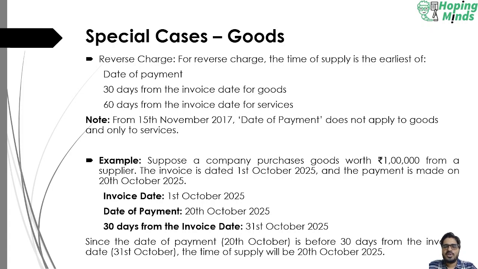For example, suppose a company purchases goods worth rupees 1 lakh from a supplier. The invoice date is 1st October 2025 and the payment is made on 20th October 2025. So the invoice date is 1st October, date of payment is 20th October 2025, 30 days from the invoice date comes to 31st October 2025. Since the date of payment, that is 20th October, is before 30 days from the date of invoice, the time of supply will be 20th October 2025, that is earlier of 30 days or date of payment.